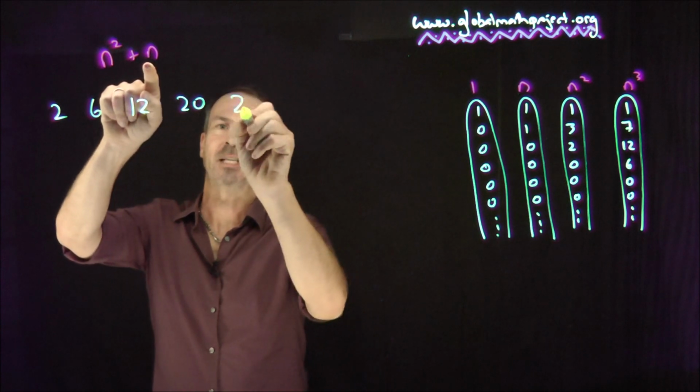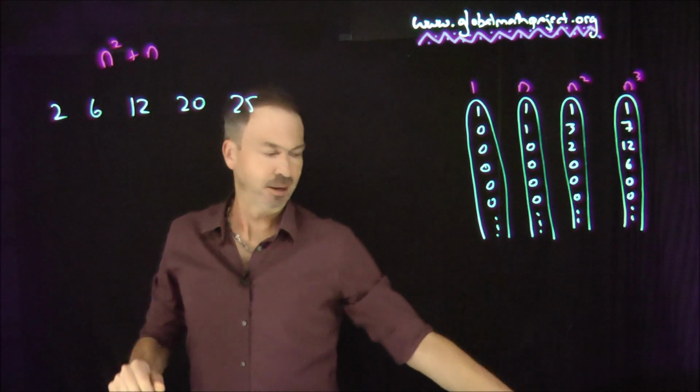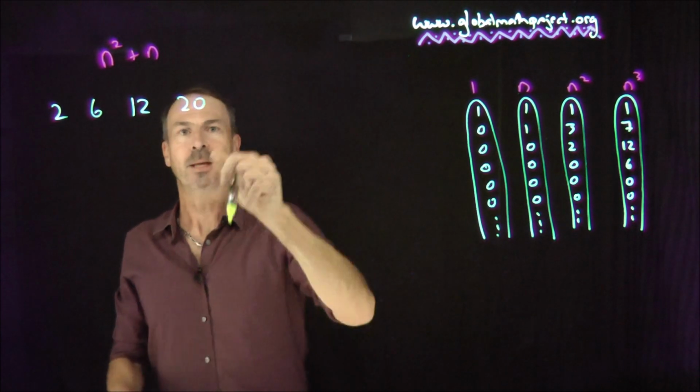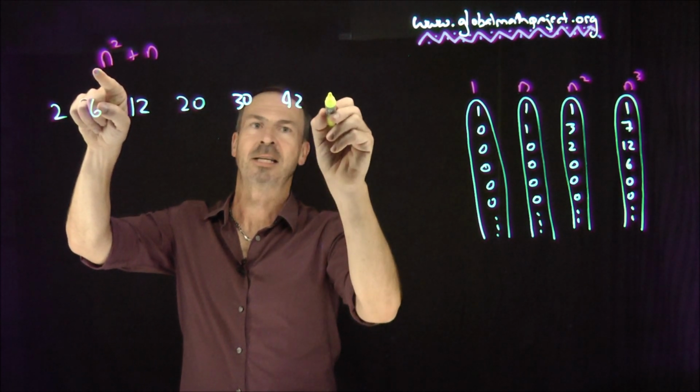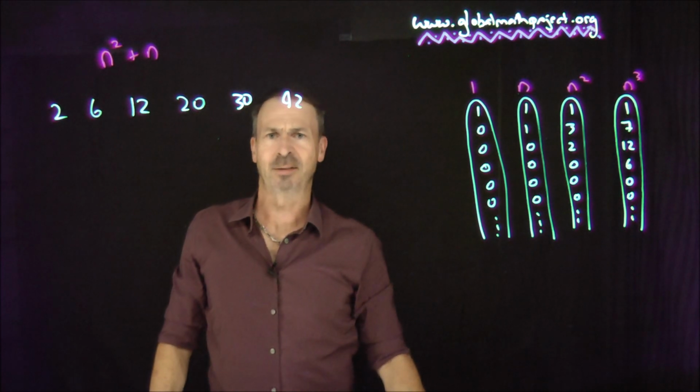25 plus 5 makes the next one. 25 plus 5, 30, sorry. Silly me. Can't do arithmetic. 6 squared plus 6 is 42. 7 squared plus 7 is 49 plus 7, which is 56, and so on.